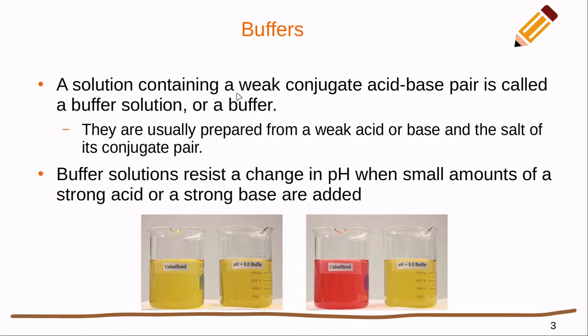It is a solution containing a weak conjugate acid-base pair. They are usually prepared from a weak acid or base and the salt of its conjugate pair. Buffer solutions resist a change in pH when small amounts of a strong acid or base are added. So here we have an unbuffered solution with a dye inside of it that can change color with pH. Here we have a buffered solution. If I add strong acid, the unbuffered solution changes pH readily, whereas the buffered solution maintains its pH.